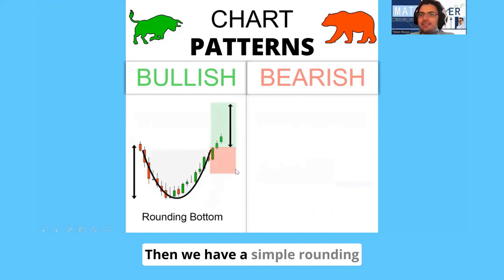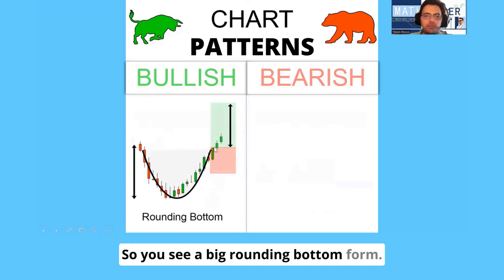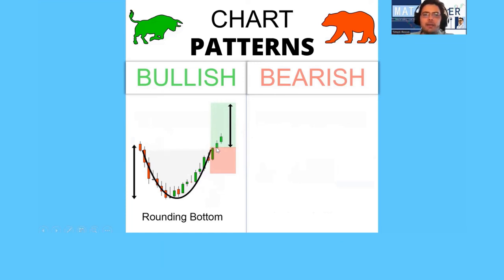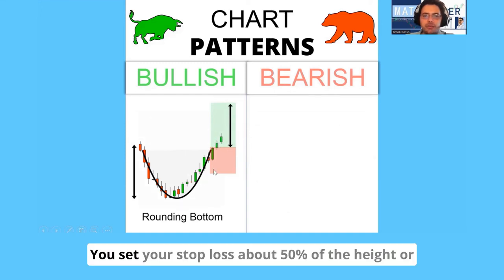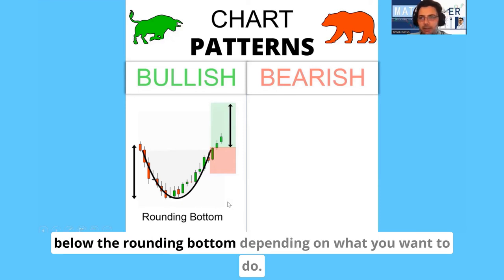Then we have a simple rounding bottom. One of the easiest formations you see, it's quite common. So you see a big rounding bottom form. There is a neckline. The price breaks above the rounding bottom. That's where you hold it. You set your stop loss about 50% of the height or below the rounding bottom, depending on what you want to do.